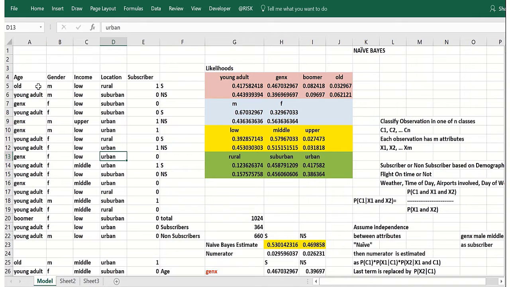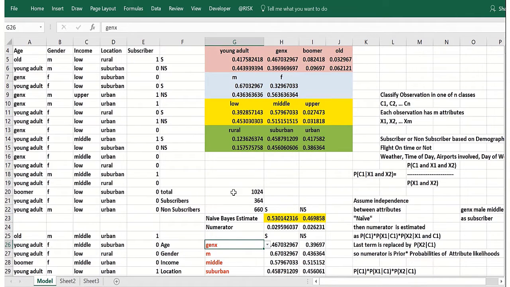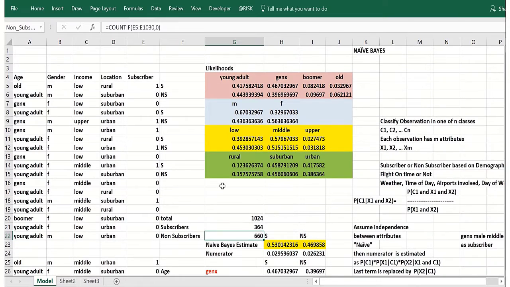And so given these 4 pieces of information, for instance, you might be Generation X, male, middle income, suburban. Should we classify you as a subscriber or non-subscriber? This would help us a lot in advertising. Now, not everybody subscribes. It turns out about 1/3 of the country will, suppose, subscribe to ESPN the magazine. They wish. But basically, it's a perfect example of naive Bayes.